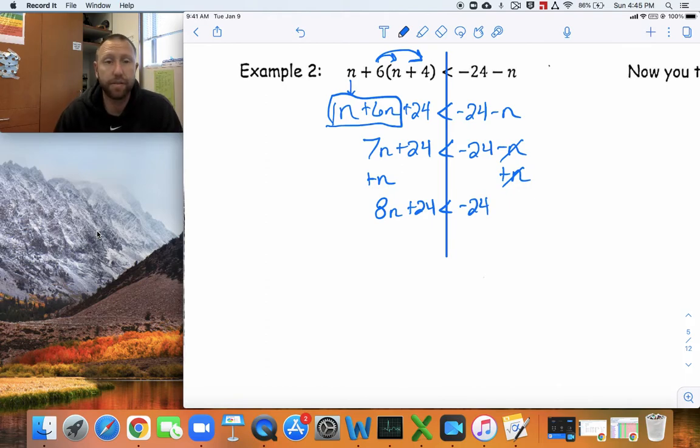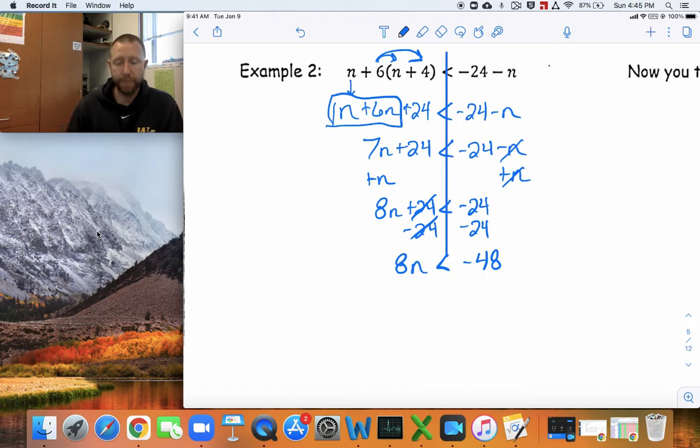And then it's just a two-step inequality from there. You guys solve plenty of two-step equations. You can do this. Subtract 24 from both sides. This is where it gets tricky. Some people think they cancel on both sides. They don't, because that's a negative 24 on the right. So negative 24 minus another 24, well, that's negative 48. And then just divide both sides by 8.